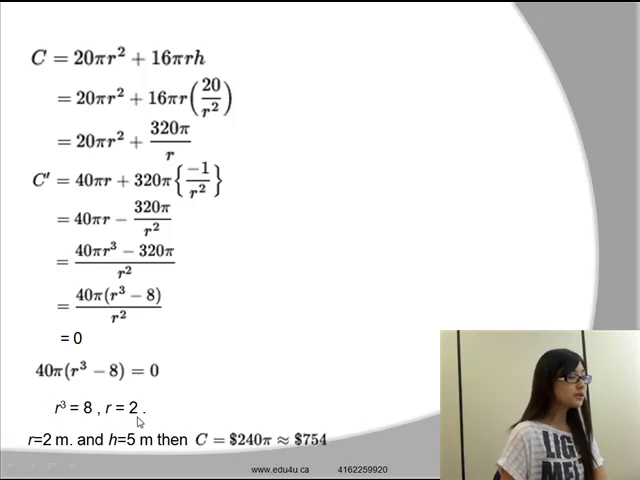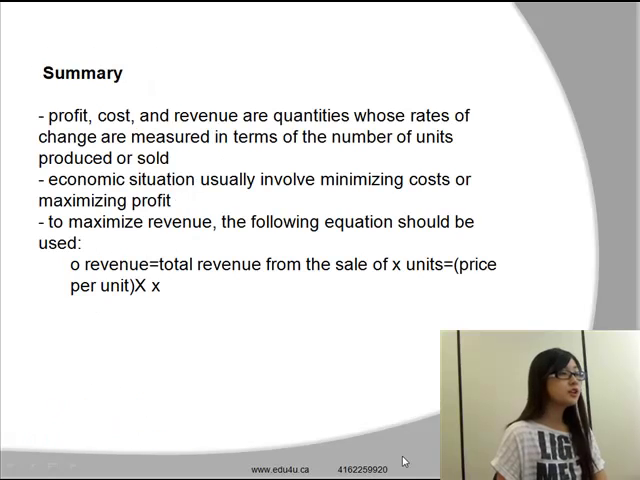And that occurs when r is equal to 2. If r is equal to 2, we get h is equal to 20 over 2 squared. H will then be equal to 5 meters. The cost will then be equal to 240 pi, which is approximately $754.